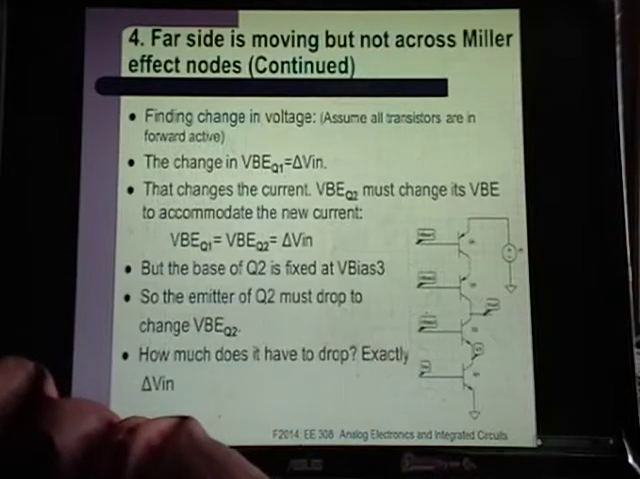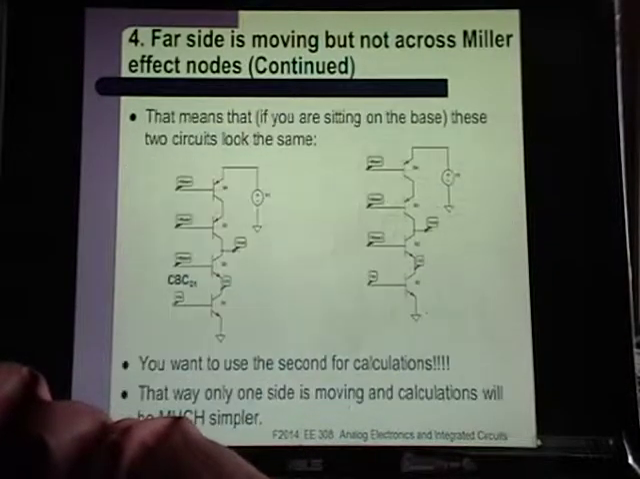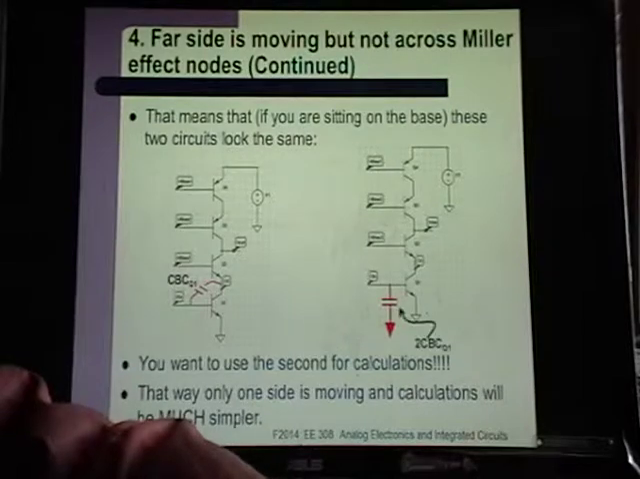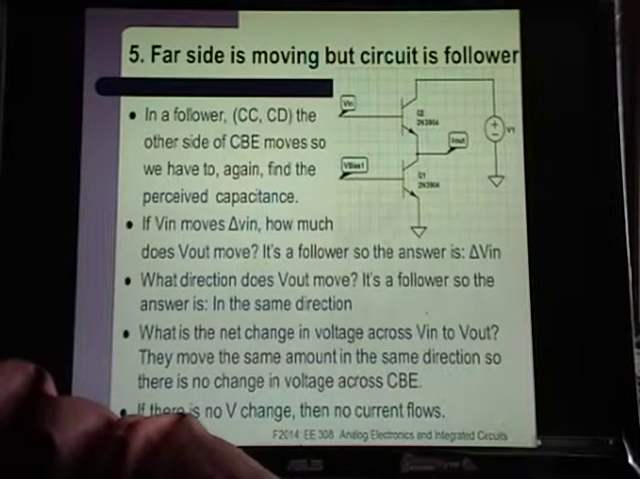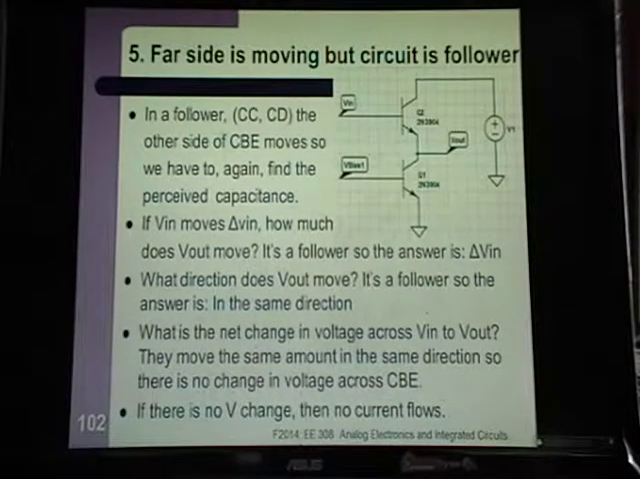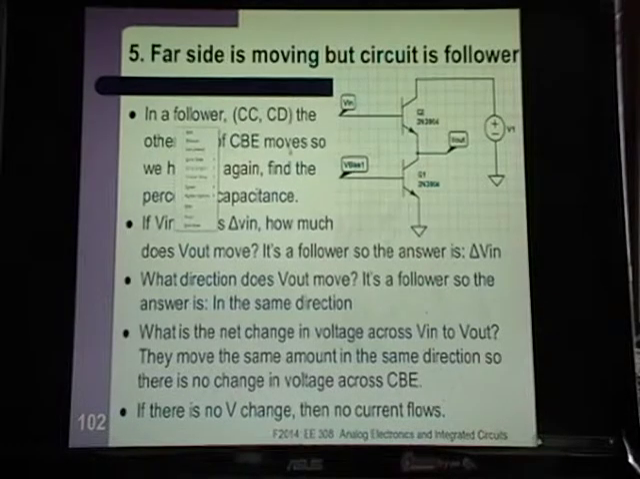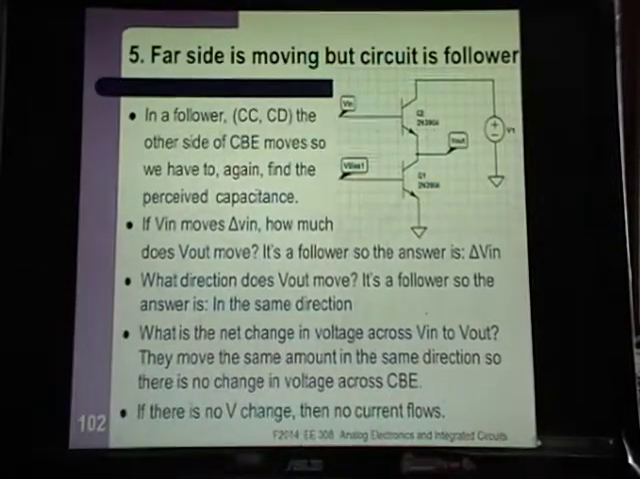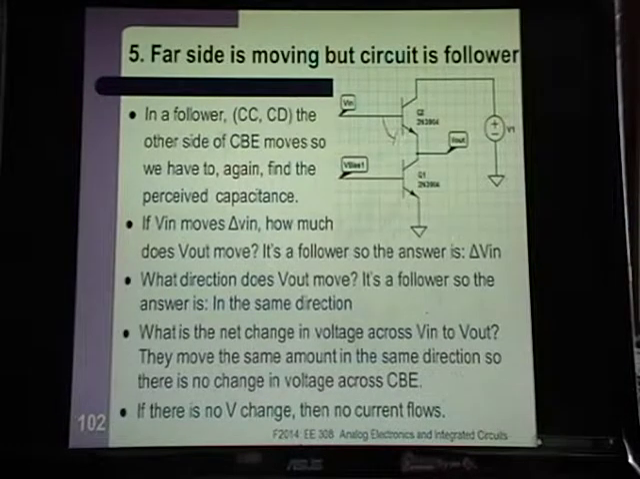Okay, let's look at the last one. This is the last one. And now let's look at V in into V out. That's this capacitor right here. This capacitance right here. All right. This is a follower. So let's say again, you're looking at both ends of the capacitor and seeing how much the voltage on both sides move.